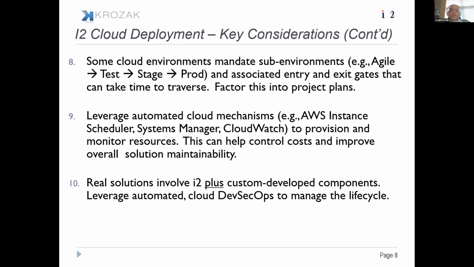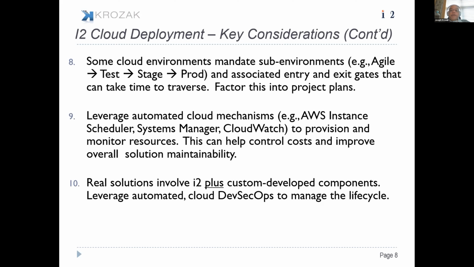Number 9, leveraging automated cloud mechanisms. This is another thing that's very important. One is cost, right? When you're operating in the cloud, there are so many benefits to that, but you do want to get a handle on costs. Some of these components charge continuously, as long as you've got software operating, you're getting charged by the minute, or even more granular than that.